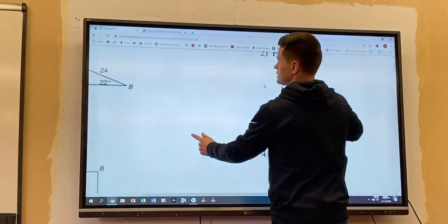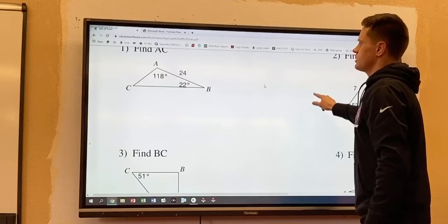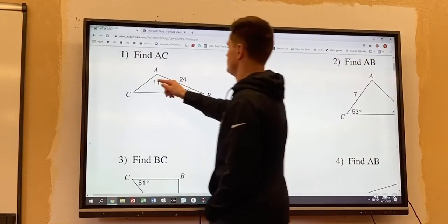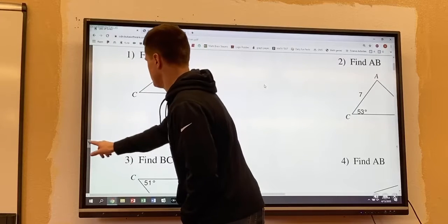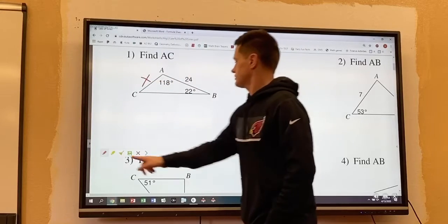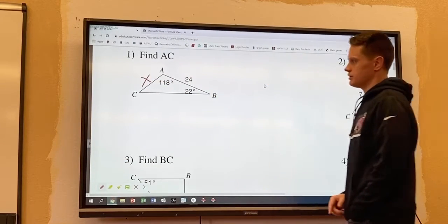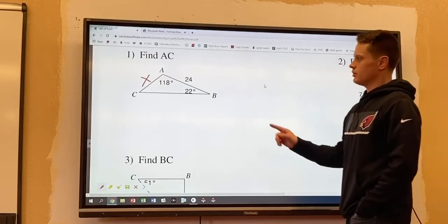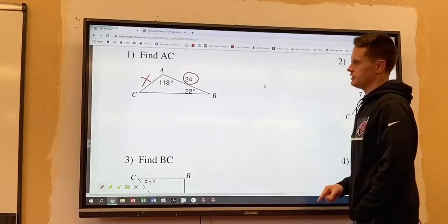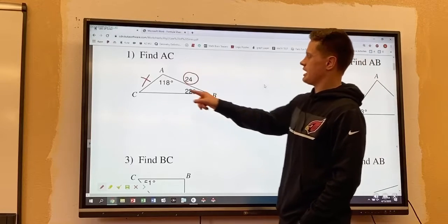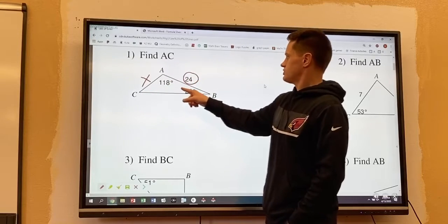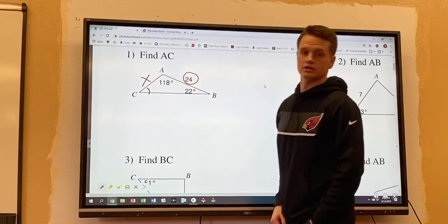So let's look at these. Right here, we're trying to find side AC, so we're going to call side AC x, and we're going to try to solve for it by using the law of sines. We are only given one side, side AB, and we know that it's 24. To use law of sines, I'm going to have to know the opposite angle from the side that I'm given.